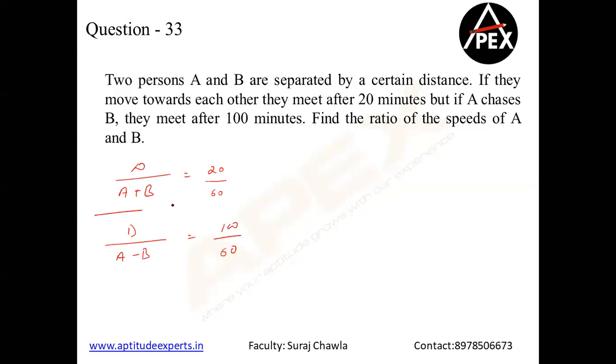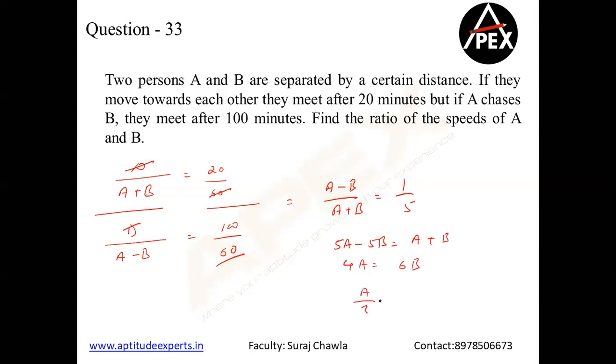Clear? So divide both the cases, your D and D would get cancelled. 60 would get cancelled. So what do I get? I get A minus B by A plus B is equal to 1:5. Clear? So you get 5A minus 5B is equal to A plus B, or you get 4A is equal to 6B, or you get A is to B is equal to 3 is to 2. So 3 is to 2 is your right answer. Clear, guys?